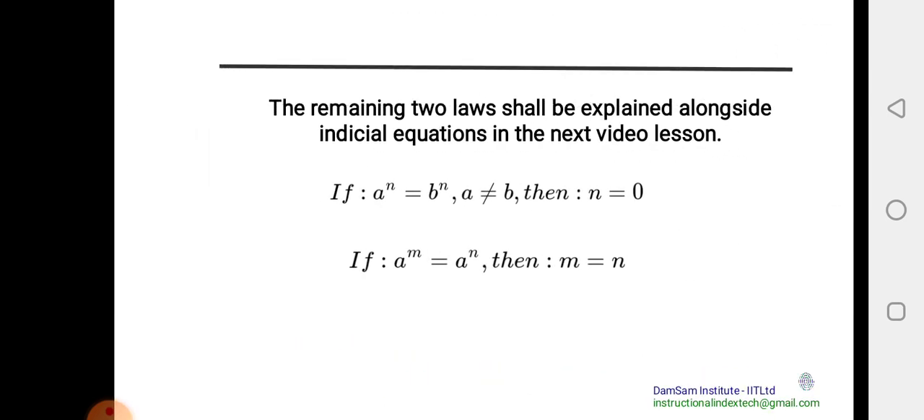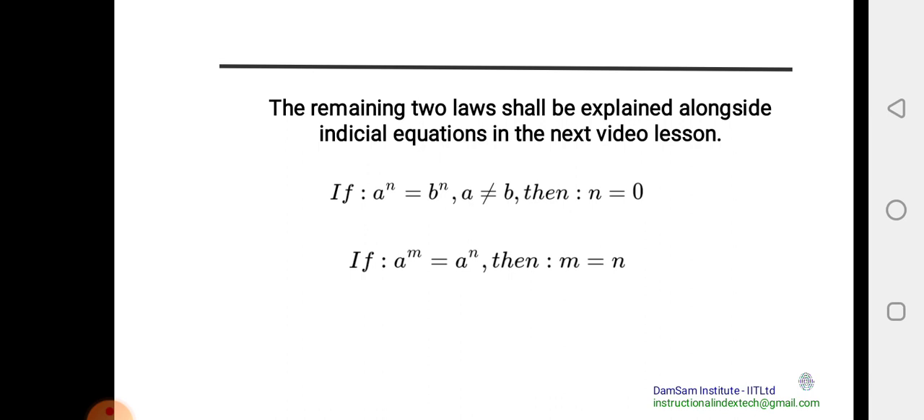So we have subsequent laws, and these laws make use of indicial equation. If a raised to power n is equal to b raised to power n, and a is not equal to b, then n is equal to 0. Another one is if a raised to power m is equal to a raised to power n, then we can say m is equal to n.